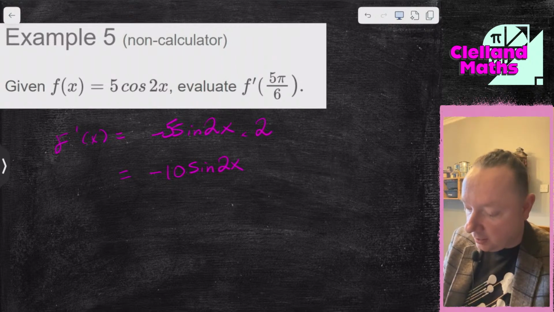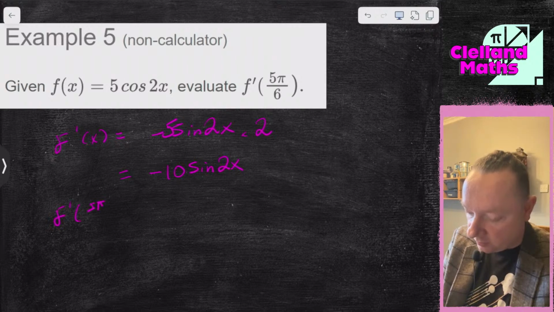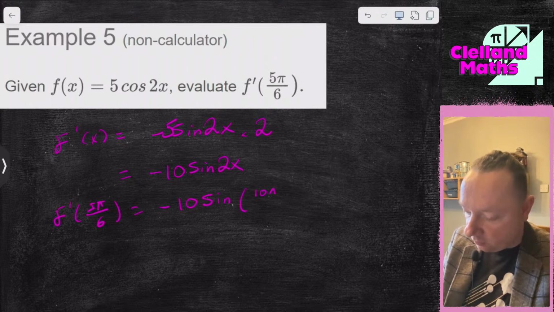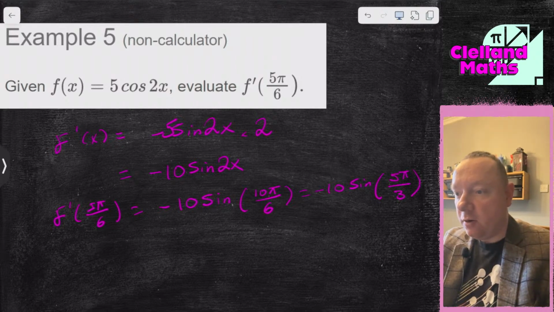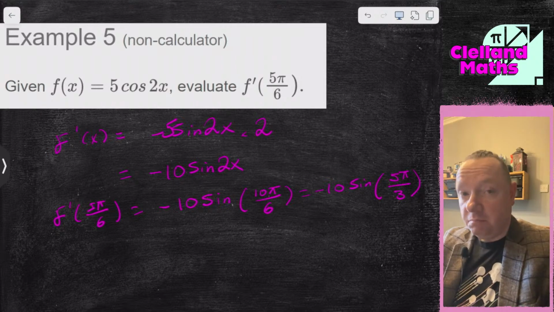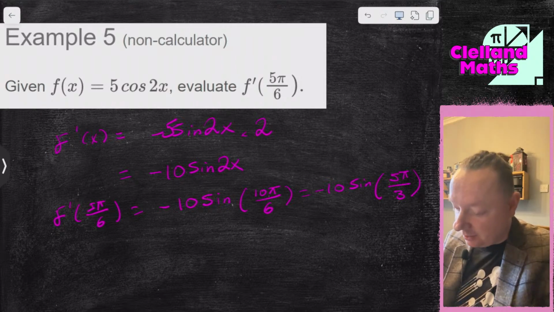I now need to sub in 5 pi over 6. So f dash 5 pi over 6. This looks like it will be an exact value trig part. Minus 10 sine, 2 fives is 10 pi over 6. So that's minus 10 sine, simplify that to 5 pi over 3. I'm not sure that 5 pi over 3 is an exact value somehow, but is it related? Let's have a look.